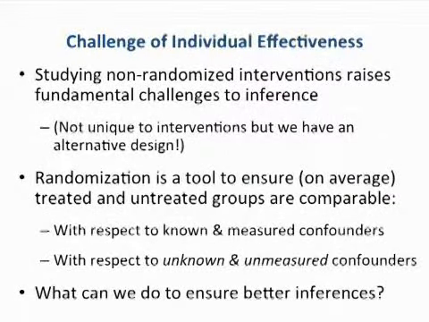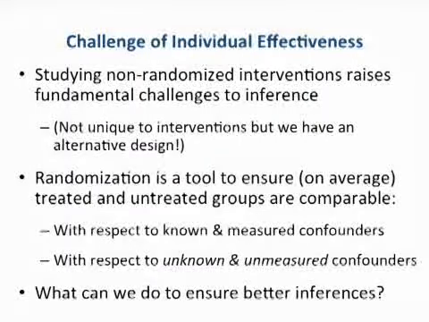All right. So if I can convince you that there is utility in doing this, then we have to start thinking about the challenges of looking at interventions in non-randomized settings. A lot of the things I'm going to talk about are not necessarily unique to interventions, but they specifically come up because we have clinical trials as an alternative design. We know this, right? We know randomization is a tool to ensure, on average, treated and untreated groups are comparable with respect to known and measured confounders, as well as with respect to unknown and unmeasured confounders.